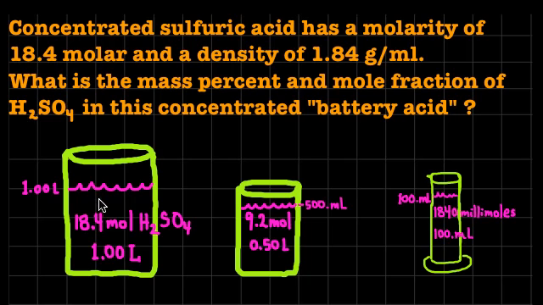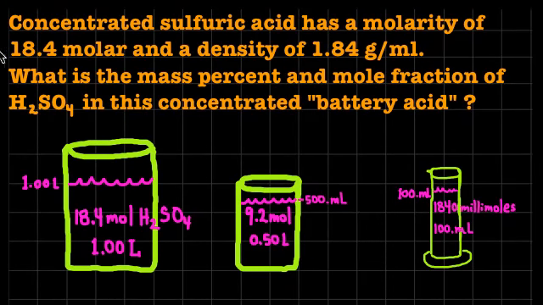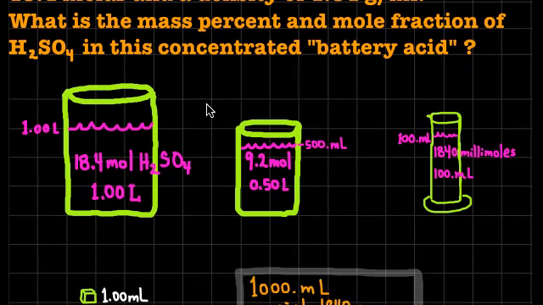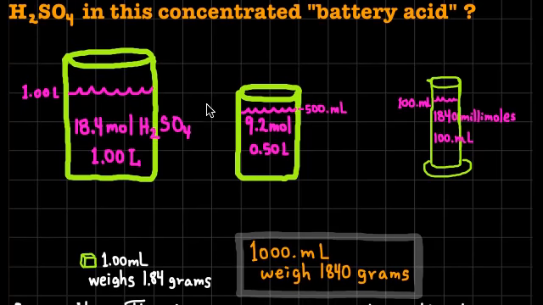In 1 liter of sulfuric acid, 18.4 moles. In a half a liter, half as many moles. In a tenth of a liter, a tenth as many moles. So I guess it would be 1.84 moles or 1840 millimoles in that 100 milliliter sample. Something to think about proportionally, or what the proportionality means, and how that 18.4 doesn't change. For concentrated, that's a description of how much is in a particular liter.